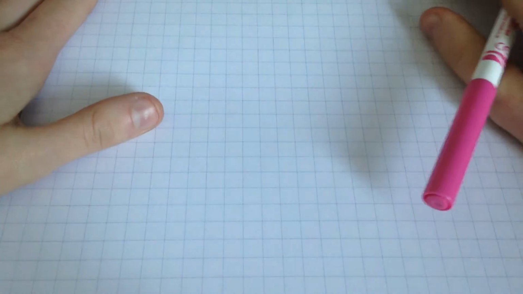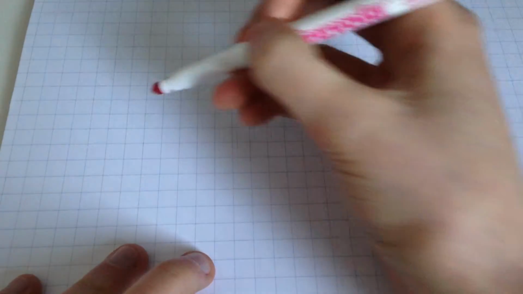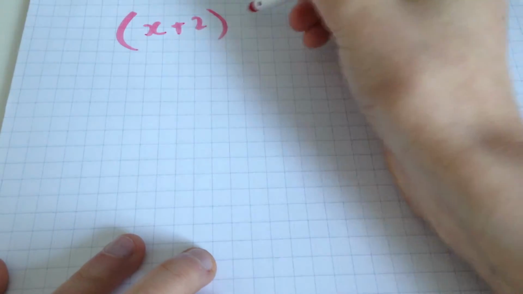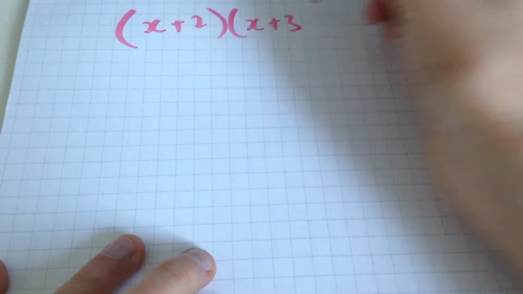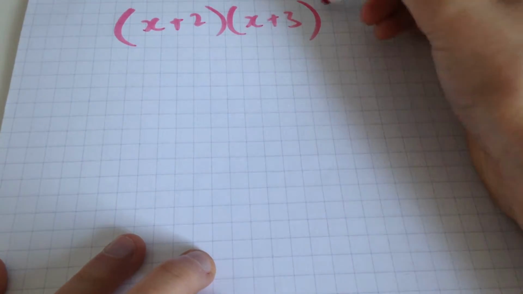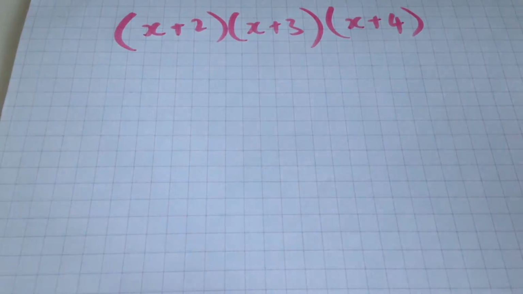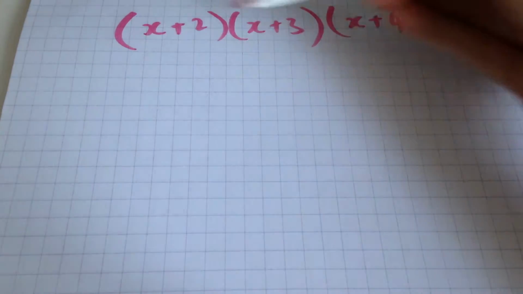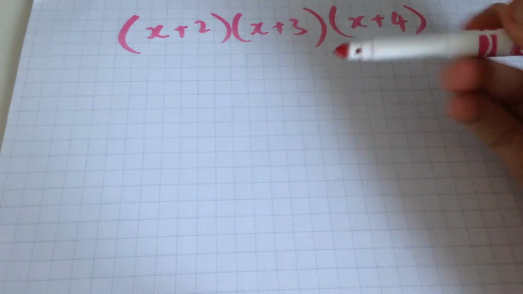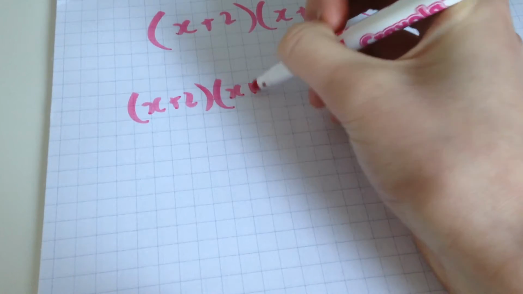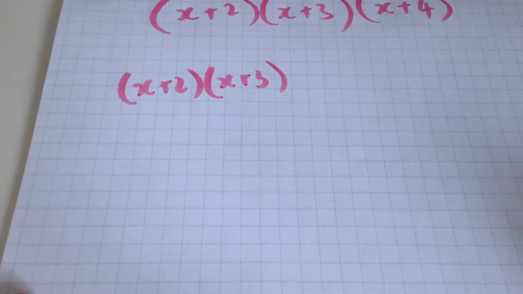Okay. Now, this is where we get onto the tricky expanding. If we have 3 brackets, so let's say we've got x plus 2, x plus 3, and x plus 4. Alright, so to tackle this problem, you'd expand 2 of the brackets. So we'll start off with the first 2. So we've got x plus 2 and x plus 3 to start off with. Forget about the x plus 4 for now.